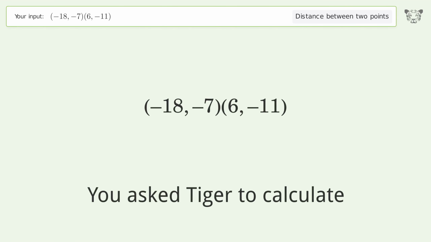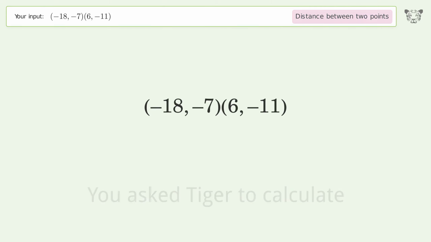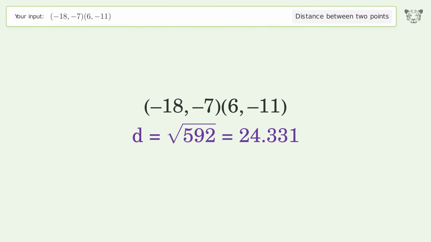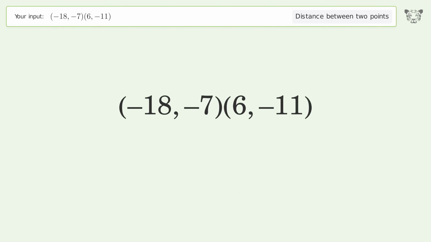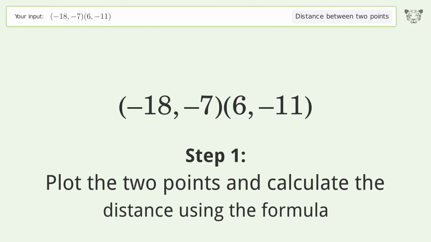You ask Tiger to calculate the distance between 2 points. The distance between the 2 points is the square root of 592, or 24.331. Let's solve it step by step. Plot the 2 points and calculate the distance using the formula.